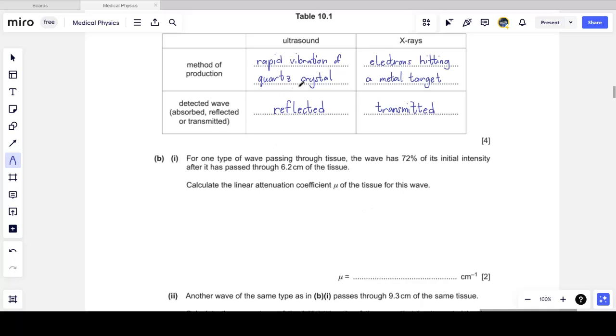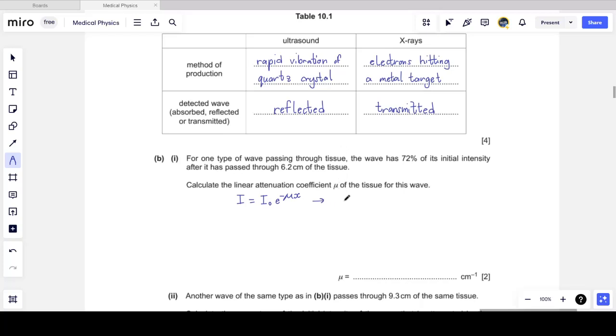So it could be either ultrasound or X-rays, but if I'm looking at the intensity, then the intensity I that passes through this amount of tissue is equal to the intensity that goes in, the initial intensity I naught, times e to the minus mu x, where x is the distance through the tissue that the wave has traveled.